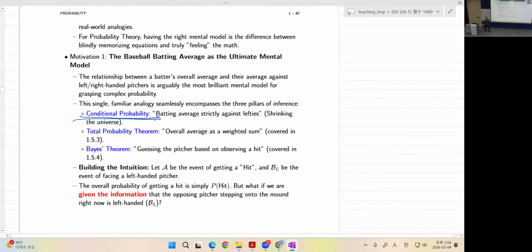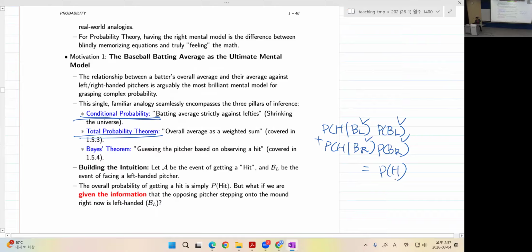So we have our intuition whenever we think about conditional probability and even total probability. Let me introduce another idea. Suppose Han Dong-hee has a batting average given a left-handed pitcher of something and given a right-handed pitcher of something. Then what is the overall batting average? You all know that you multiply each by the probability of that pitcher type, and we add up to get the batting average. Actually, this is nothing but the total probability theorem. So this is a good model.